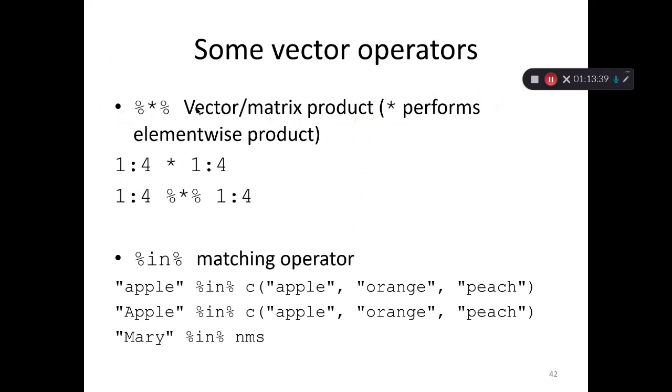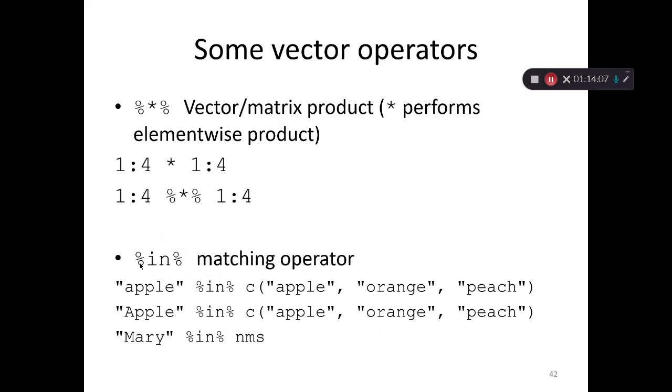Okay. Then in R you have vector operations, and I will go a little bit quick on that because I don't know if we will use those in our course. So percent-asterisk-percent is the vector or matrix product of two vectors. And you can also use the matching operator. The matching operator tells you if an element is included in a vector.